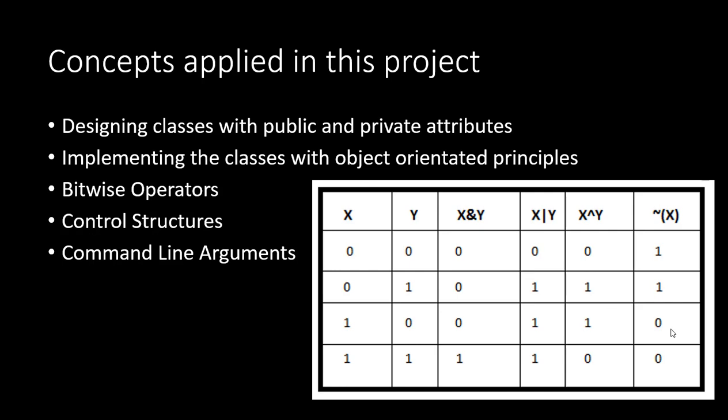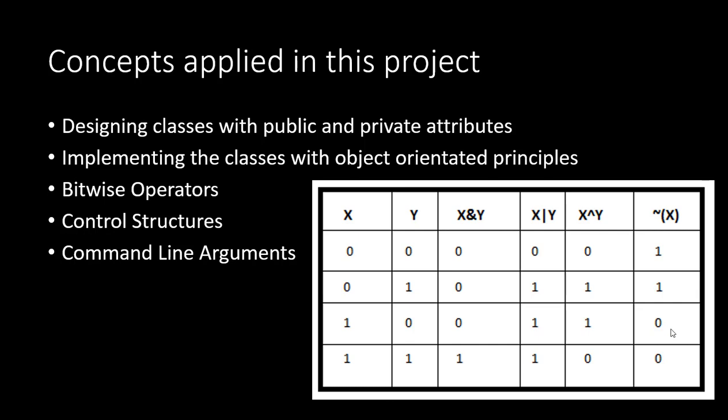So the concepts applied in this project include designing C++ classes with public and private attributes, implementing the classes with object-oriented principles, and bitwise operators. Now, bitwise operators is something that I didn't cover in my book because it's a topic which is a bit old, I find. But you'll get a free PDF covering bitwise operators. They're pretty simple actually. If you look at the diagram on the right, that's showing bitwise operators. It kind of looks like a bit of algebra, but once you understand the concepts and have a play around with it, they're actually not too bad.